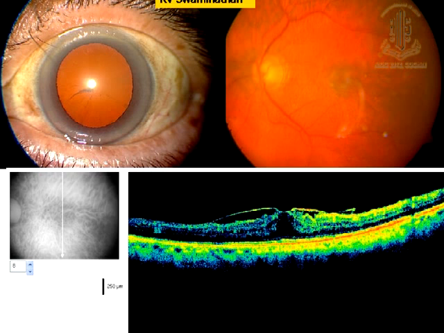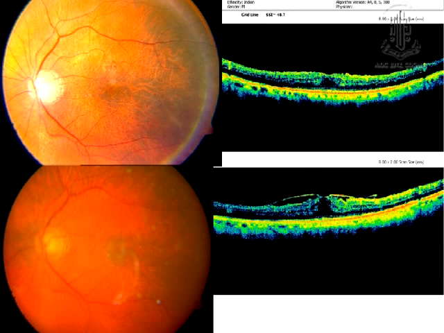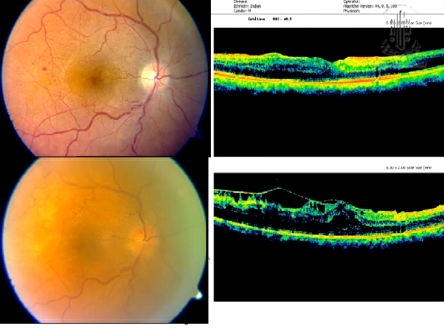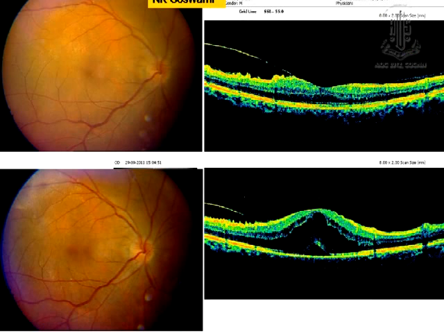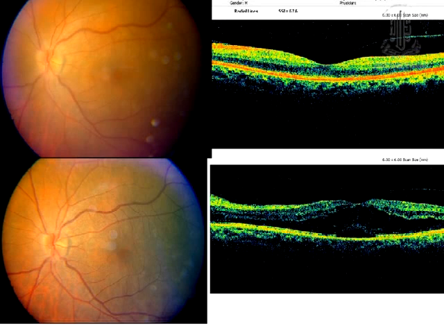This was relatively a simpler case. The anatomy is restored. Function also in this patient was recovered to 6/12. I'll just skip through because it's just repetitive of the same ERMs. This patient had a severe edema along with the ERM. Another patient who had a combined surgery. This was the best result actually which we obtained very recently, a normal contour restored after ERM surgery.